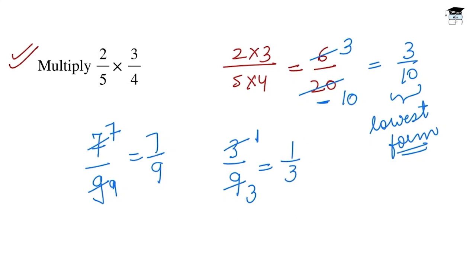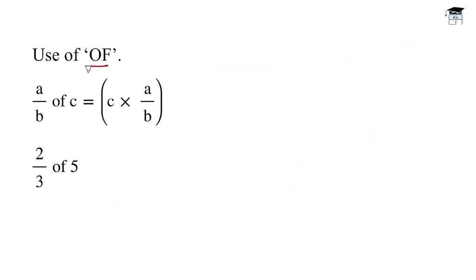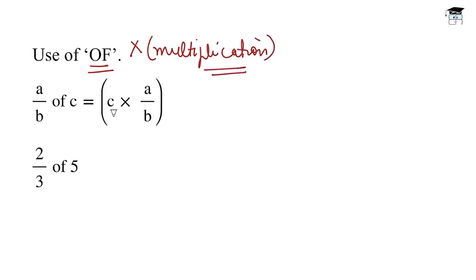Okay, so let's move on to our next topic, that is the use of 'of'. Now 'of' in mathematical problems means multiplication. Now what does that mean? If in any word problem there is written a by b of c, that means c into a by b. For example, if it is written 2 by 3 of 5, it means 5 into 2 by 3. 'Of' means into, of means multiply. So we have to write 5 into 2 by 3.